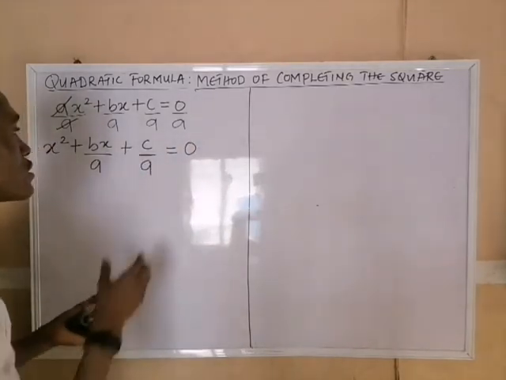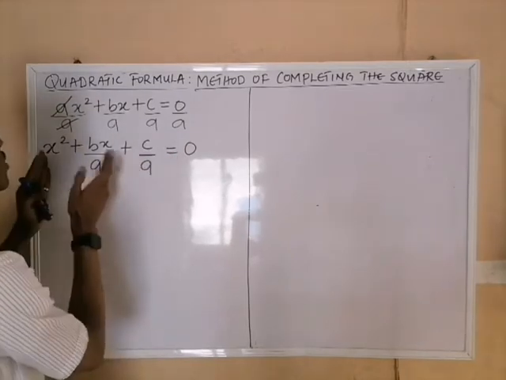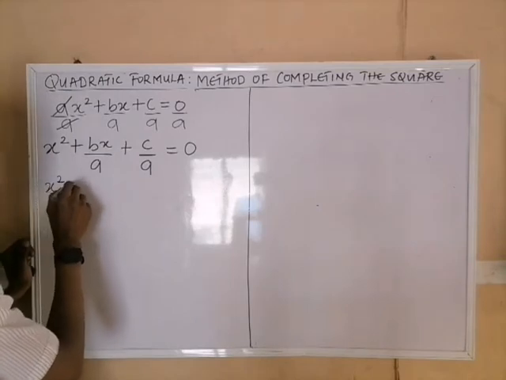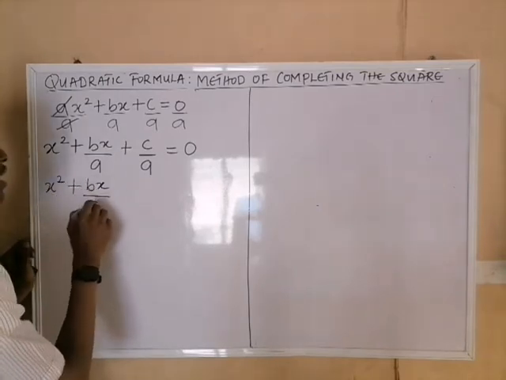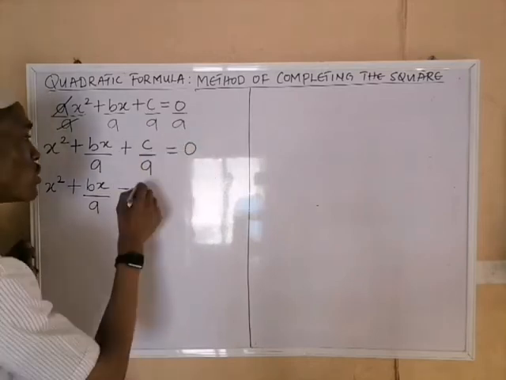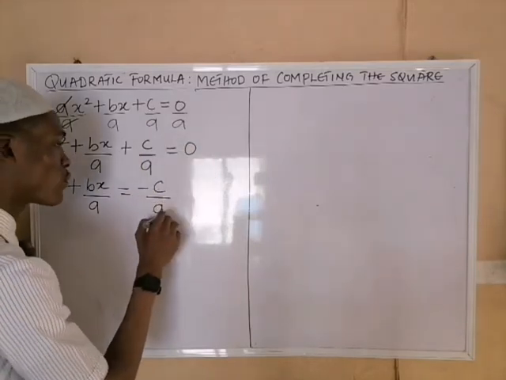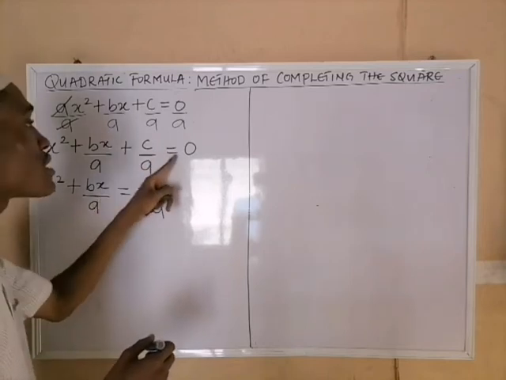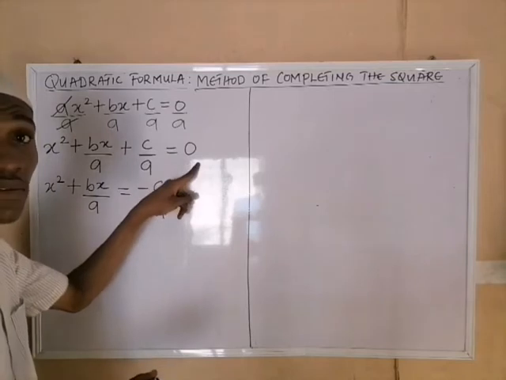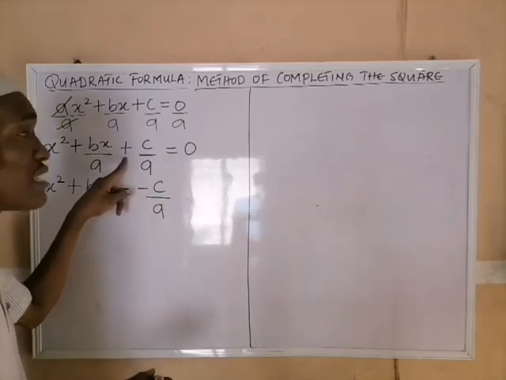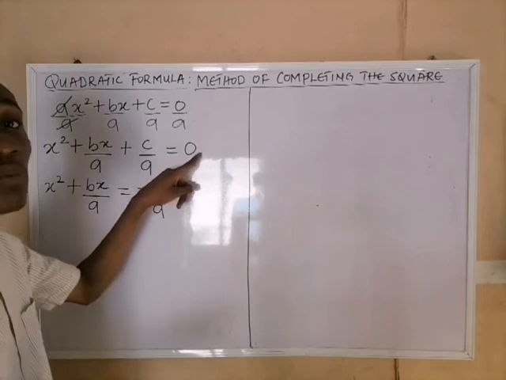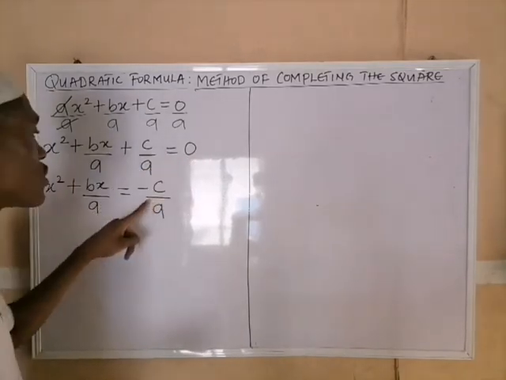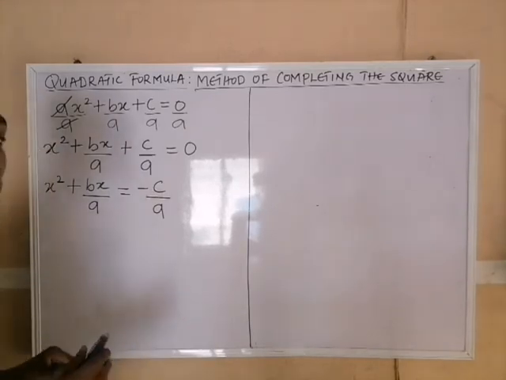The next thing is to move this c over a, which does not have x, to the other side. So I'm going to have x squared plus bx over a equals minus c over a. Do not forget, c over a is positive, and if it crosses this equality bridge, it becomes negative. If it is negative and crosses the bridge, it becomes positive.